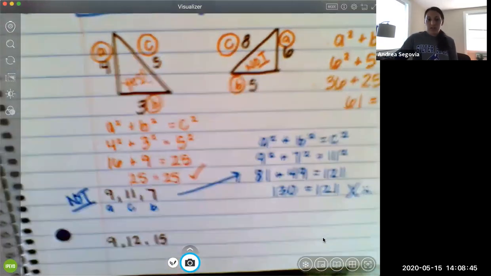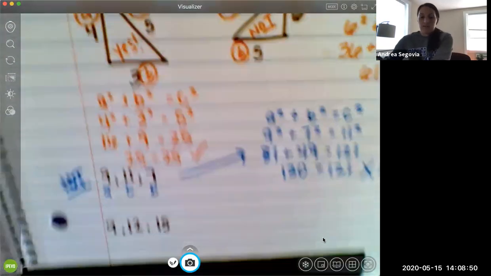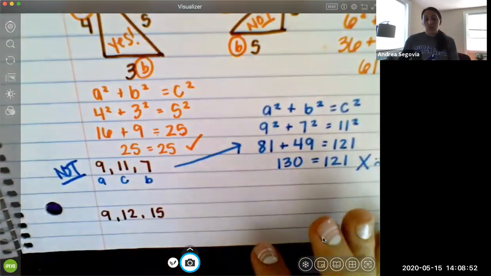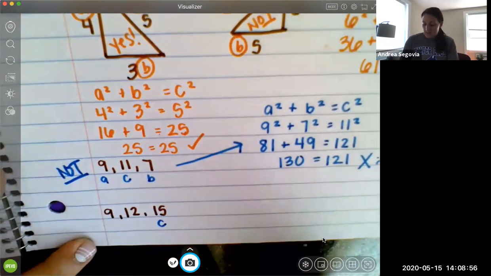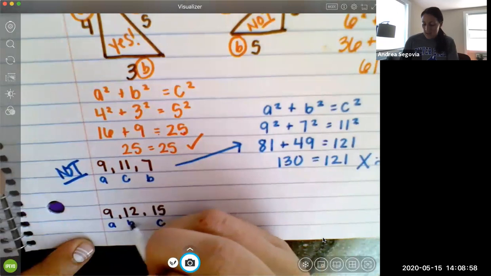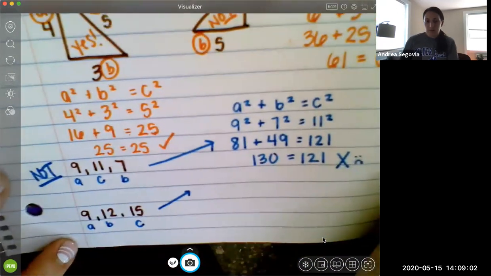Let's do one more. We changed some of the numbers. We have a 9, a 12, and a 15. All right, the longest side is our C. So I see a 15, that's going to be our C. That means the other two are A and B. All right, here we go. Let's see if I can fit all my math work on here.